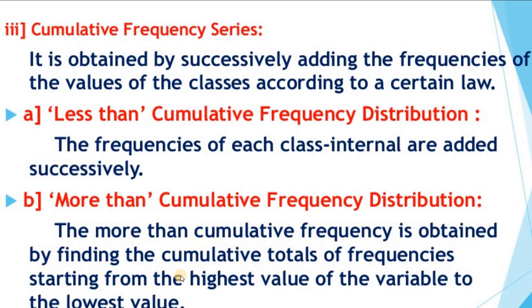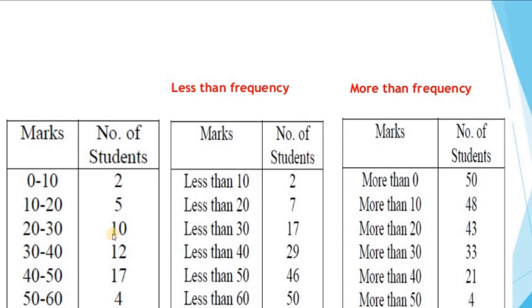Then here it is 10. Already less than 20 means it is 7. Then less than 30 means every value will come. Already here it is 7. 7 plus the 20 to 30 class, how much is there? 10. Then 10 plus 7, 17. Next one 17 plus 12, 29. Next one 29 plus 17, 46. Next one 46 plus 4, 50.